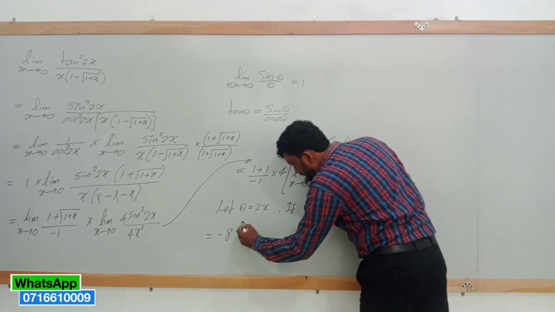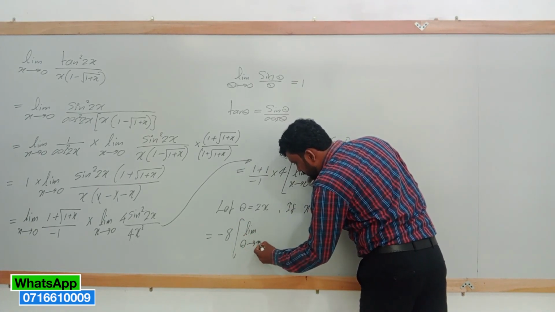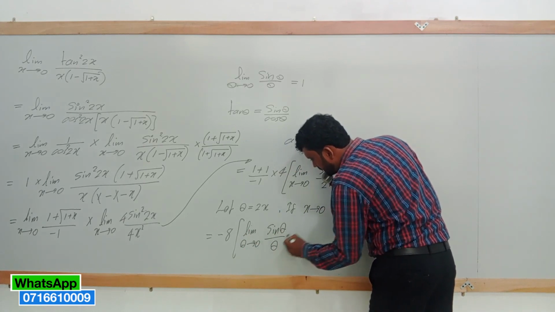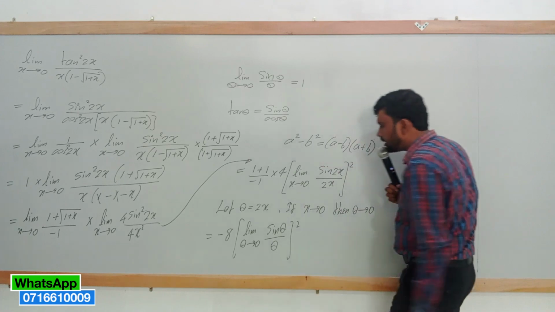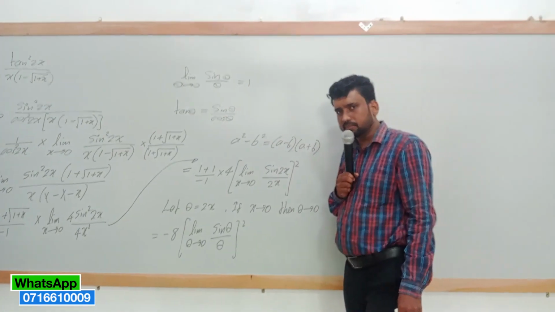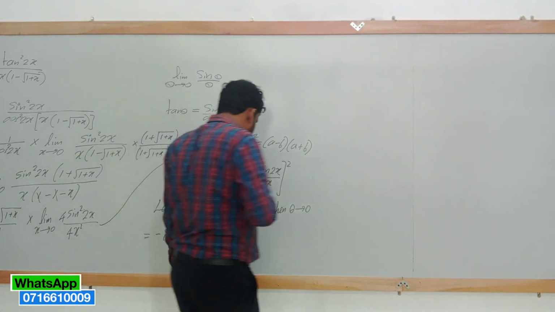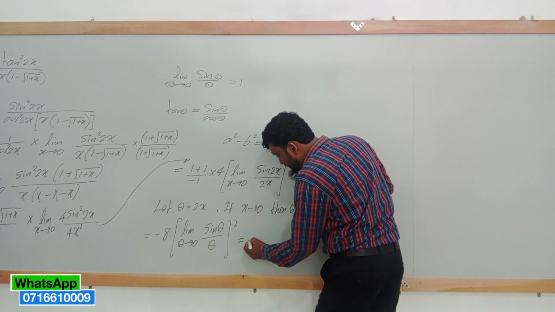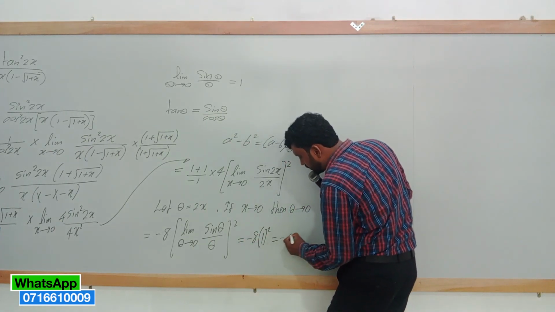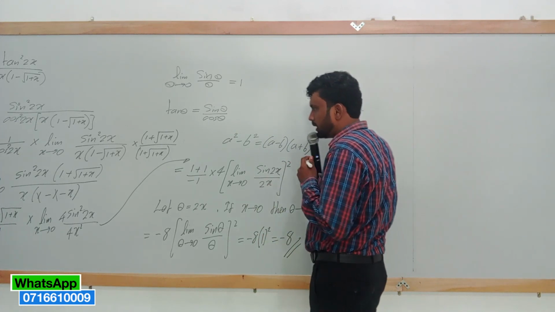And what about this one? Limit theta goes to 0 of sine theta divided by theta, squared. Now you have the answer: minus 8 into 1 square equals minus 8. That is the answer, right?